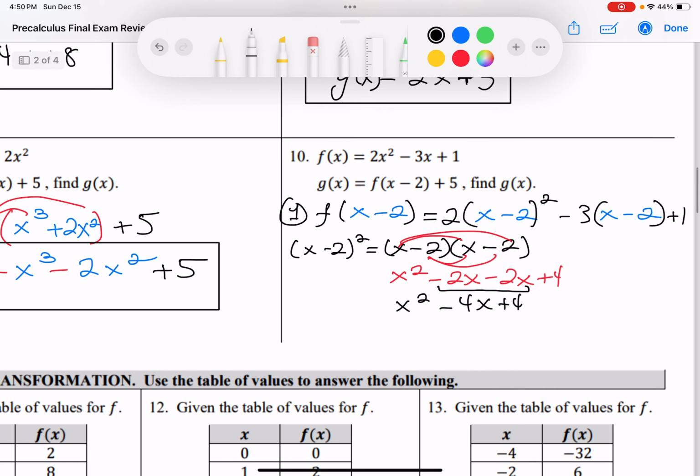So now we have 2 times x squared minus 4x plus 4. Then we also have this negative 3 times the quantity of x minus 2. We can distribute into the parentheses, so negative 3x plus 6. Bring over the plus 1.